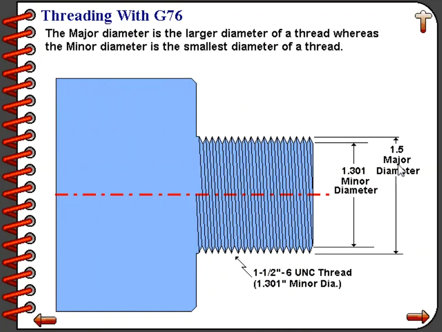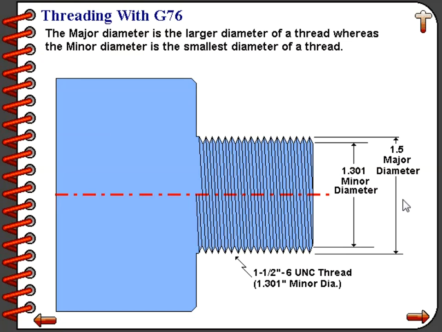The major diameter is the larger diameter of a thread, whereas the minor diameter is the smallest diameter of a thread. Now that would apply to both male and female threads. On a female thread, the major diameter would still be the larger diameter, and the minor diameter would be the smaller diameter. However, when you think about the turning operation that must occur before the threading operation, for OD threads, we are going to turn the major diameter. For ID threads, we would bore the minor diameter. That is the big difference.